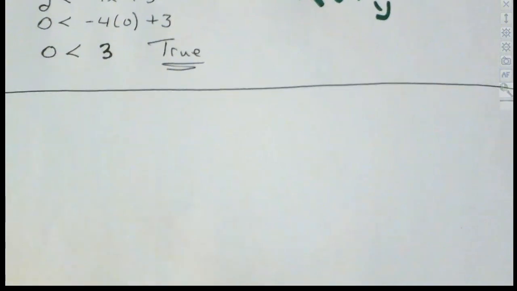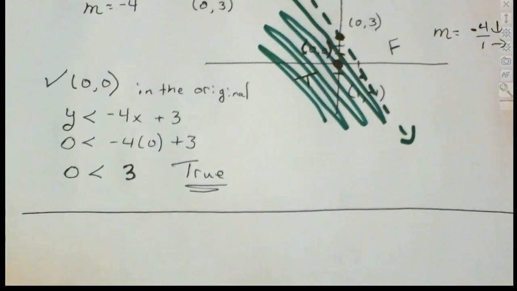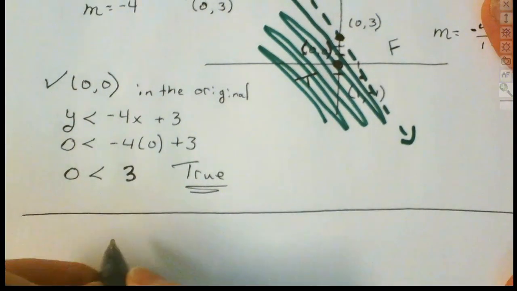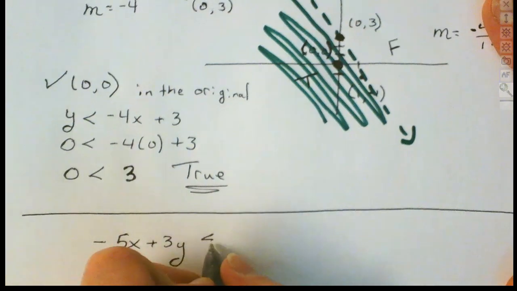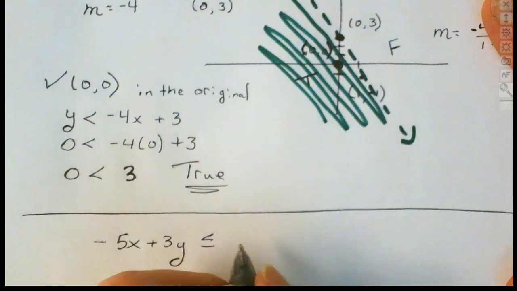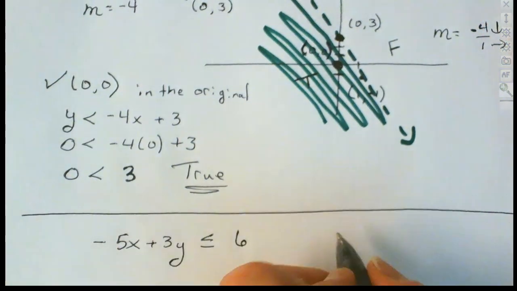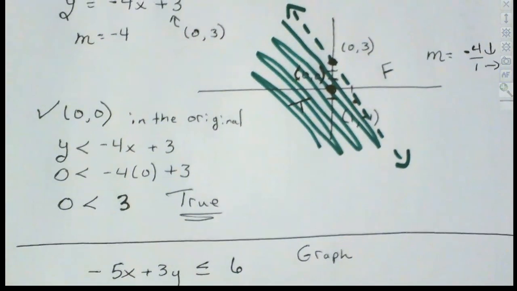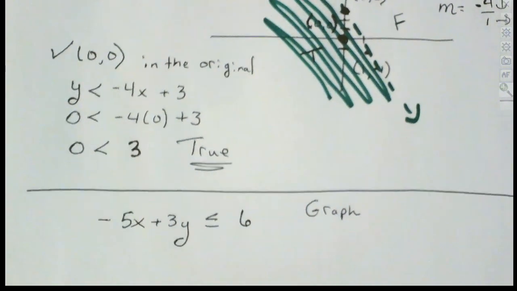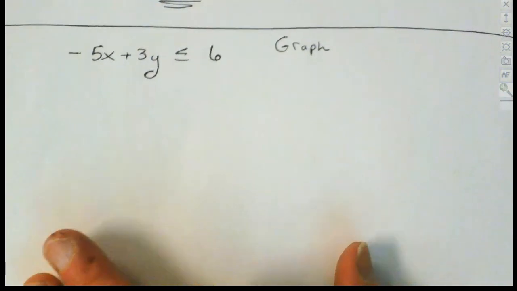Okay, let's try another one. I'll leave this graph up here for a second. Okay, so there's our graph in the previous one. Okay, now let's look at the next one. We're going to repeat the same procedure that we did the last one. This one's got an extra step, though.